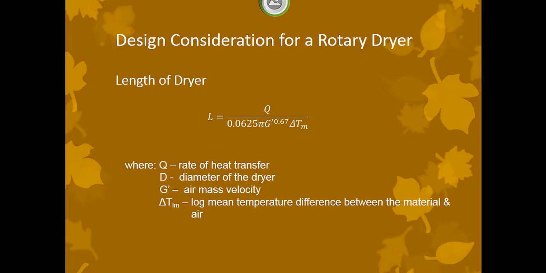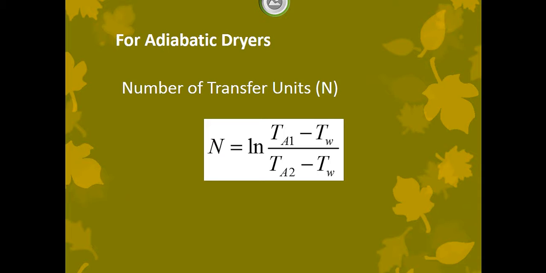Now, the G prime in the formula that you are seeing here is the air mass velocity, air being used as the heating medium. The delta T log mean is the temperature difference between the material and the air, this one, the delta T LM. And the D is the diameter of the dryer in this case. So you could see that in here, you already have the formula that will allow you to solve for the length of a particular dryer.